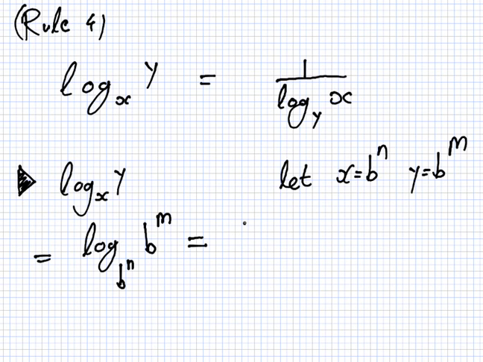M over N. Which one over which one? M or N? N over M. Okay. Which one? M over N. It is M over N, because if I have b power n and I put it to this power, the n's will cancel, leaving me with b power n. And this is using the third rule from yesterday.